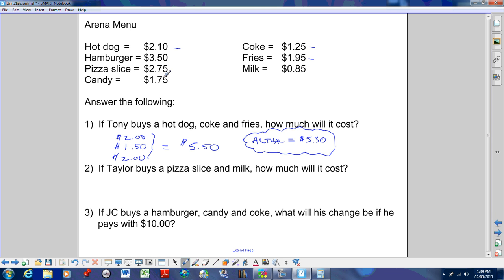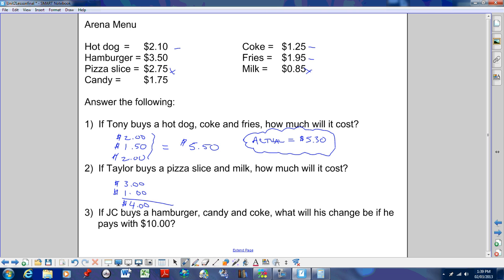So if Taylor buys her pizza and milk, we go to the nearest 50 cents again. So $2.75. It's on the edge, but I round up, and then the milk is 85 cents, round up. So she knows she needs to have about $4 if she wants to actually buy all that food.